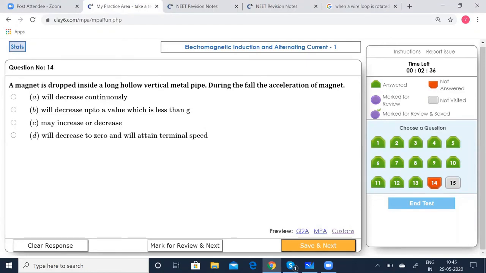Since it is now going to have an upward force, the acceleration is going to decrease. And then the magnet will acquire a terminal speed. After that, it will acquire a terminal speed. So it may increase or decrease. Even though it says it decreases to 0 and will attain terminal speed, that cannot be the option. So it may increase or decrease.